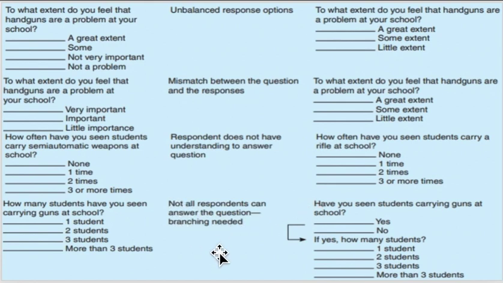Finally, not all respondents can answer the question. Branching is needed. So how many students have you seen carrying a gun at school? Have you seen a gun at school? If so, how many students, right? And so in this case, if I haven't seen any, I don't have an option here. So either I could do this and have a different branch, depending how you answer question 1. This is what you do with questions 2 or 3. But in this case, if I added a 0, I would be fine here. So that would be an easier fix.